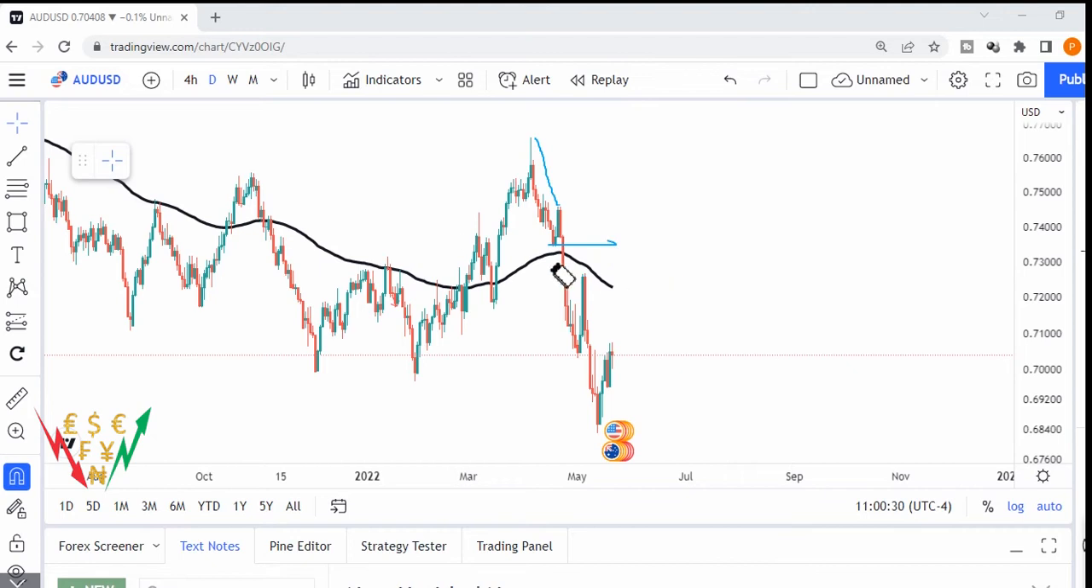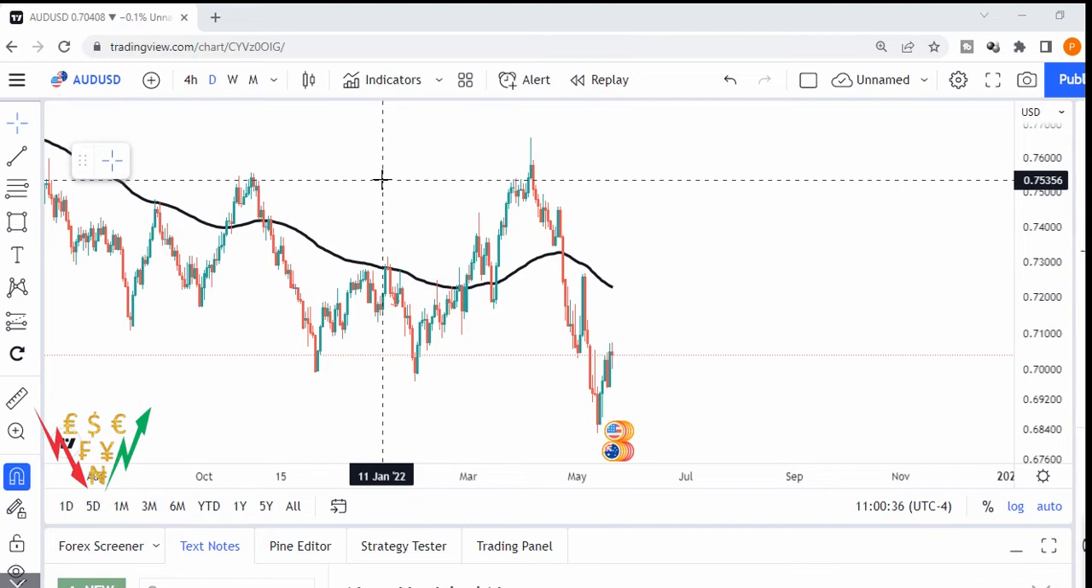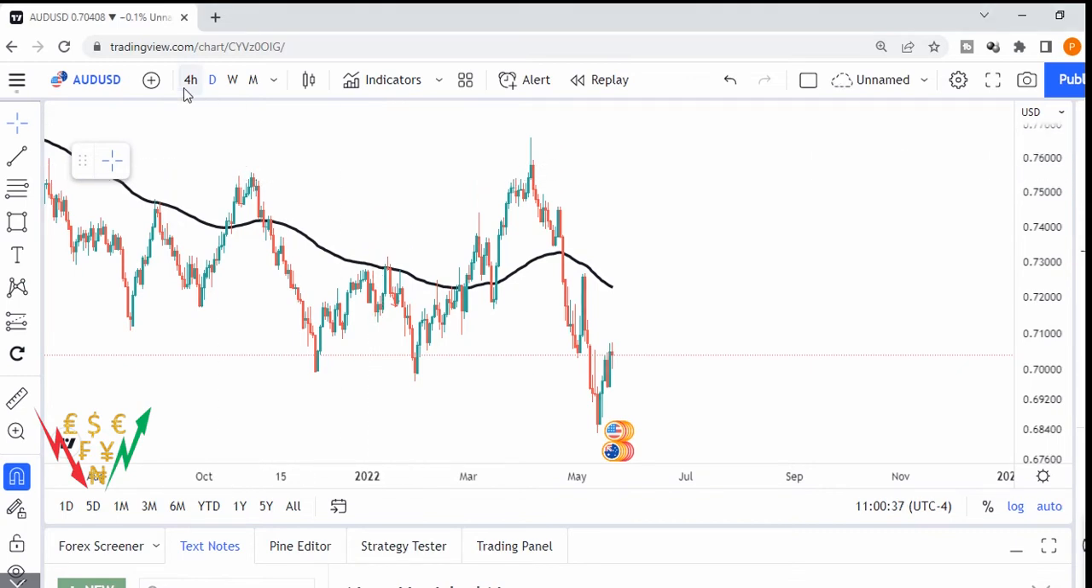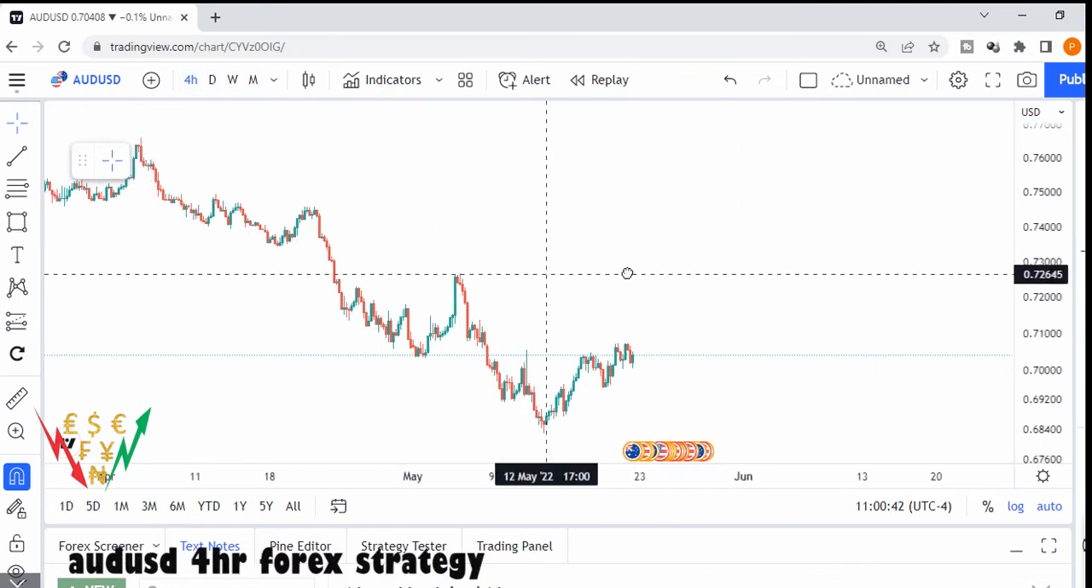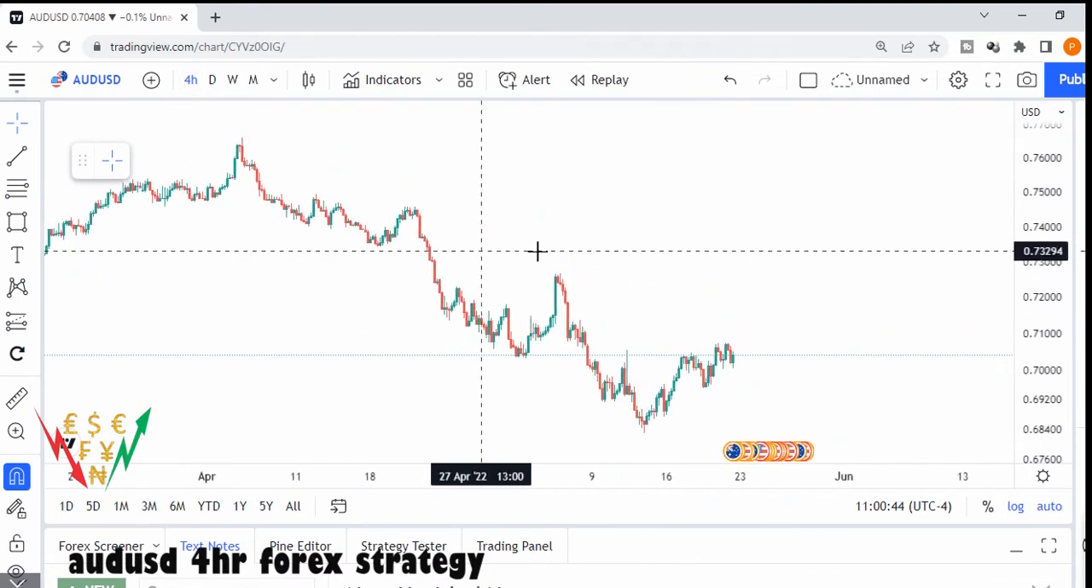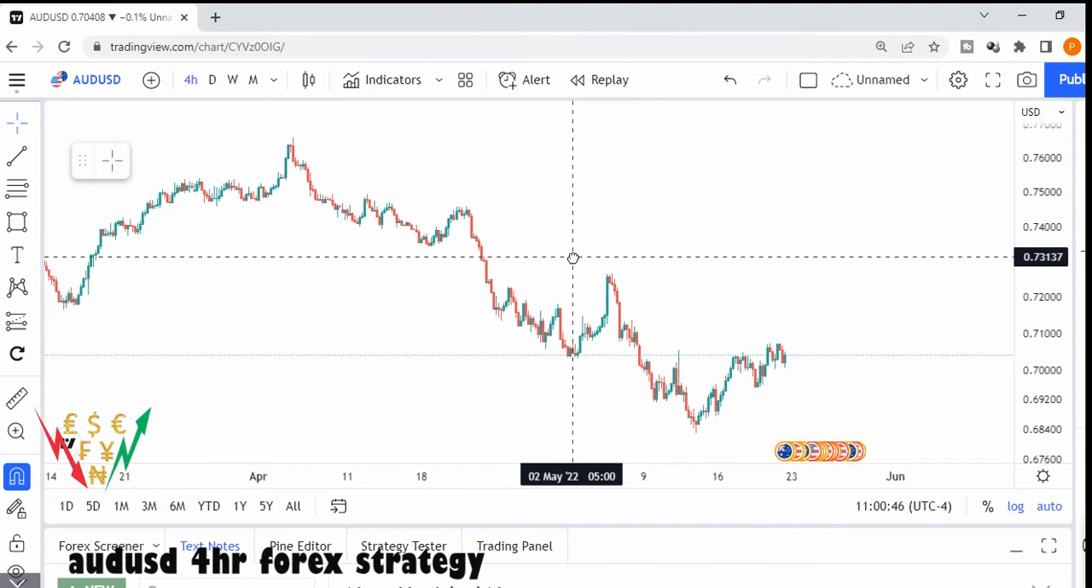So let's go on to the time frame where we'll be doing the most. That's the 4-hour, being our entry time frame. That's where we'll be doing our entry strategy. Okay, so let's discuss the forex trading strategy proper, guys. Here we are on the Audusd 4-hour chart. Very interesting price action pattern.